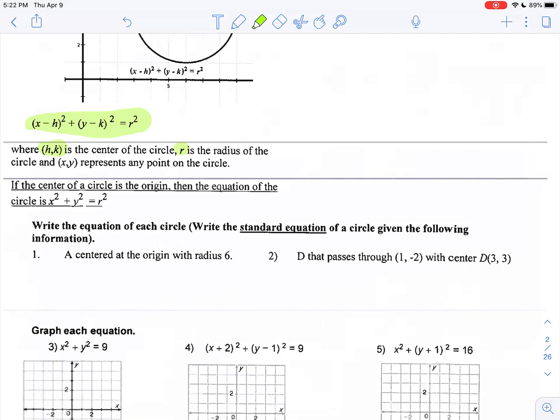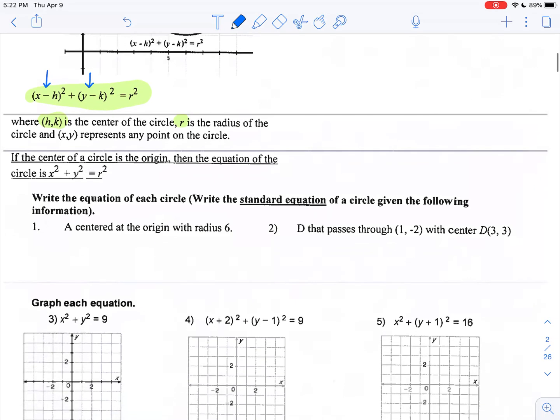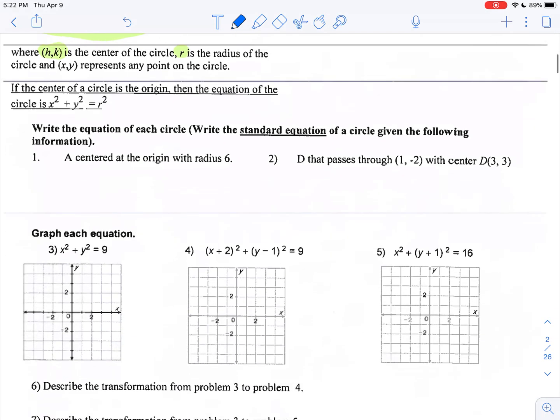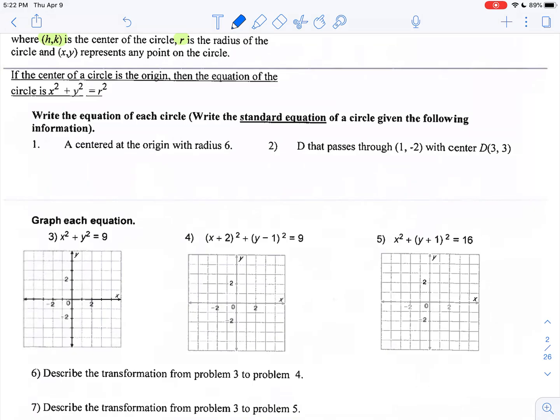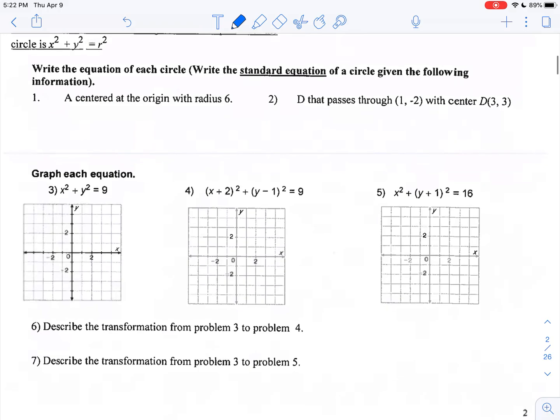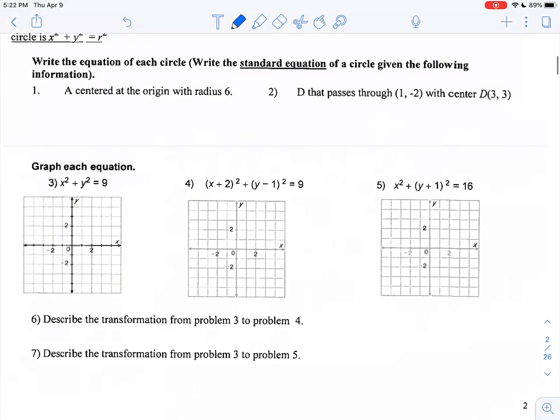Okay, so h and k are values. Notice that when you plug in h and k, the minus sign indicates that these are opposite in signs when you are pulling out the values of the center. So I'm going to start with numbers 3, 4, 5, and then go back to 1 and 2.